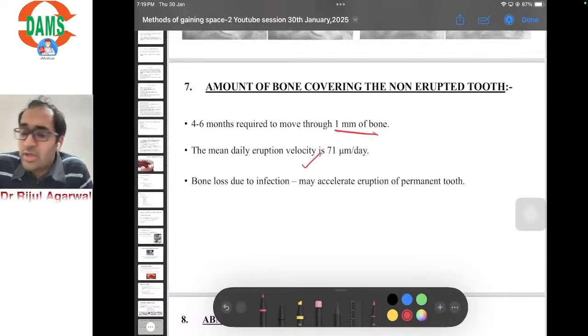And supposedly, if there is an infection or periapical pathology, it can accelerate the eruption of the permanent tooth due to the bone loss over it.